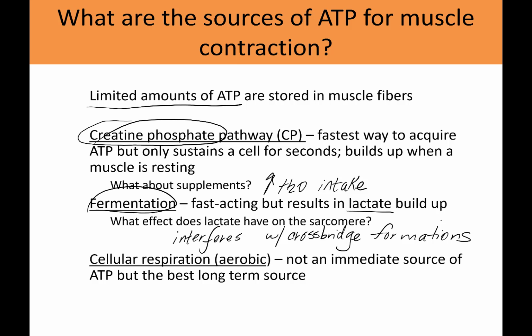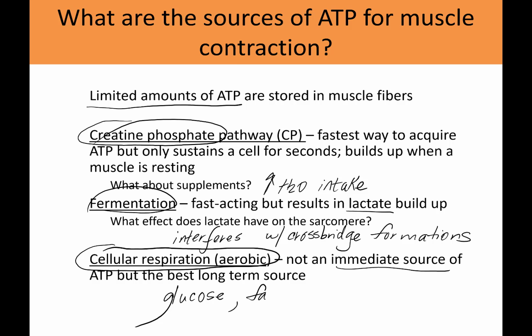And then really the best long-term source of ATP is cellular respiration. Okay, it's not an immediate source, so remember, the carbohydrates and the fats that we eat have to be broken down first into glucose and fatty acids and glycerol, which takes some time. So imagine, from the time you eat a meal full of carbs or healthy unsaturated fats, it's going to be the next day before those things are actually absorbed in the small intestine.